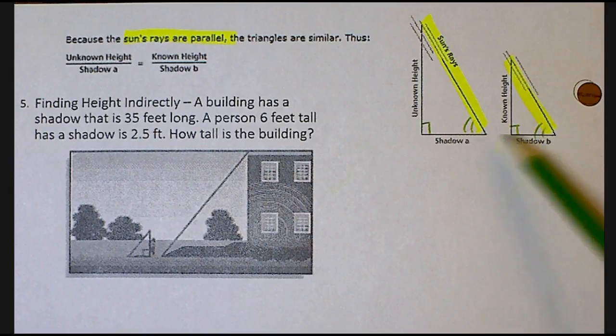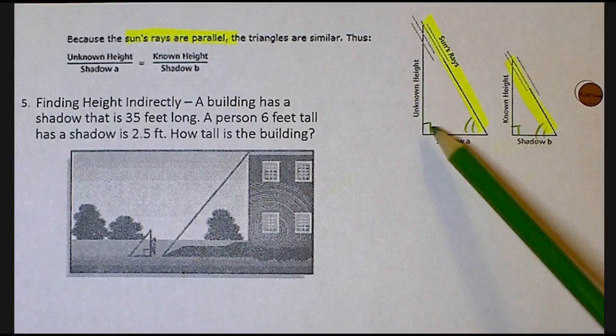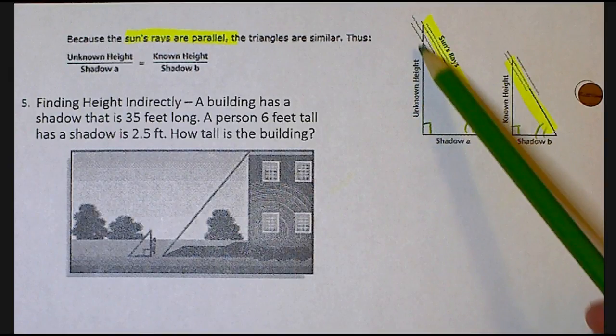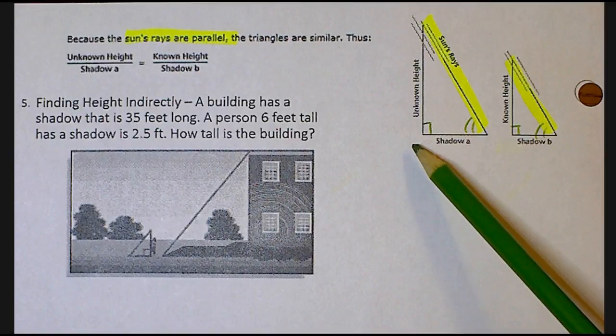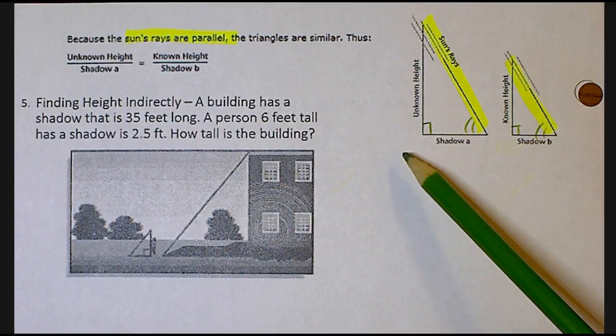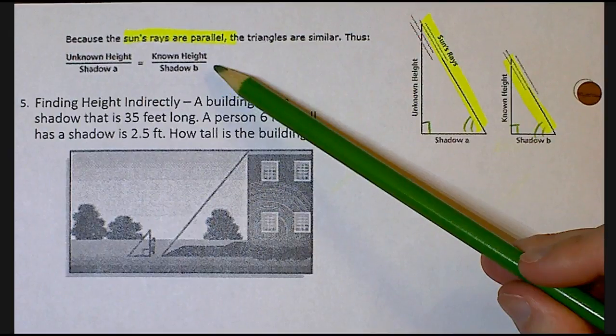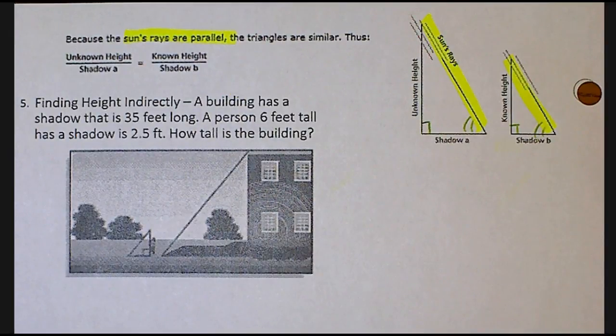So here you have a set of corresponding angles. And anytime you're measuring height of an object, you're always measuring it at a right angle unless it's otherwise stated. So our triangles are similar by AA, and we're going to always set up this proportion. So unknown height to shadow A, known height to shadow B.